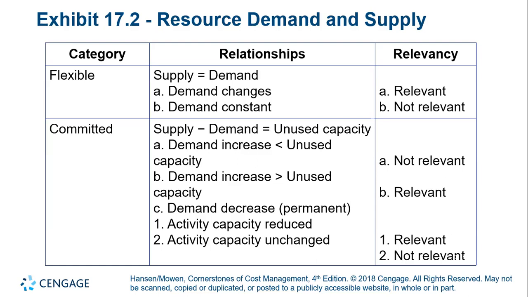In letter C, we have demand decrease. It's a permanent item. So if the activity capacity is reduced, it is relevant. But if the activity capacity is unchanged, it's not relevant.